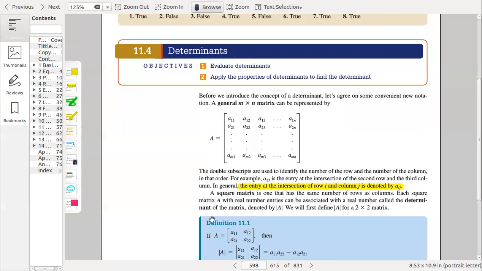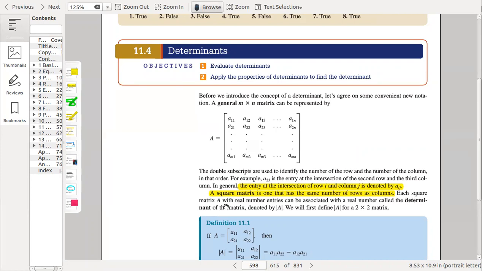Next, a square matrix is one that has the same number of rows as columns. So if someone asks what a square matrix is, we can say it is a matrix whose number of columns is equal to its number of rows.